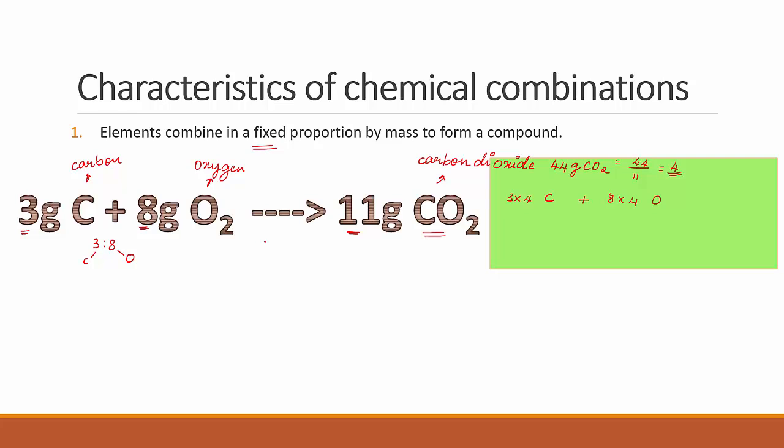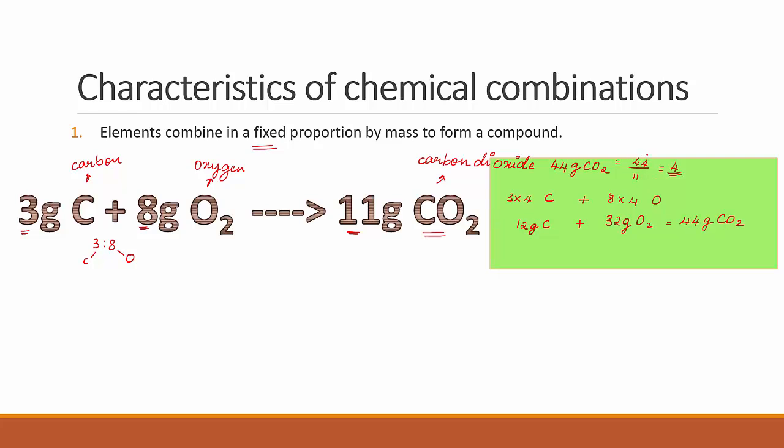So what is it that we get? Do the math here. 4 threes is 12. So you need 12 grams of carbon plus, what is 8 fours are? 8 fours are 32. So 32 grams of oxygen will give you 44 grams of carbon dioxide. So this is how you do the math.